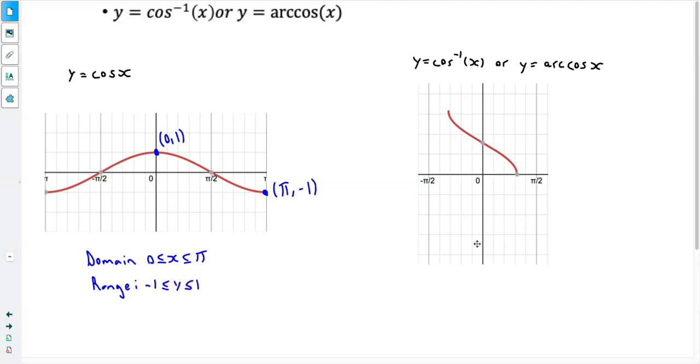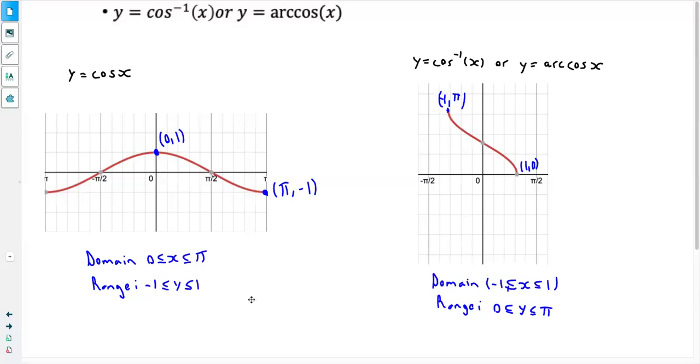Where this one will have the inverse of that, so our domain would be from negative 1 to positive 1. So this point would be 1, pi, and this point would be, sorry, negative 1, pi, and this point would be 1, 0. So our range would be from 0 to pi.